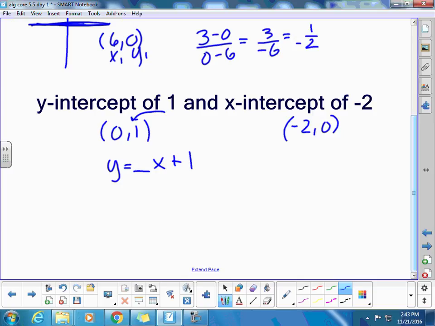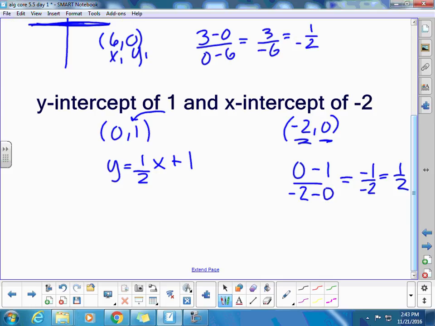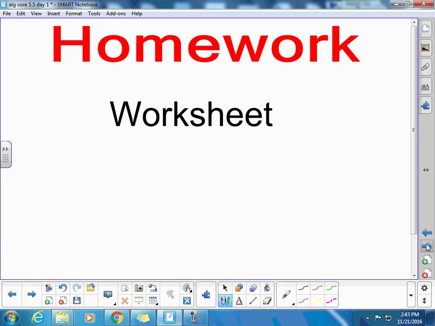Again, I use my slope equation. Y minus y, I'm going to do 0 minus 1. If I start with this 0, I have to start with a -2 minus 0. 0 minus 1, negative 1, over negative 2 minus 0, which is just negative 2. This actually reduces to be 1/2. Negative 1 over negative 2 is 1/2. So my equation: y equals 1/2 x plus 1. That's all for this.